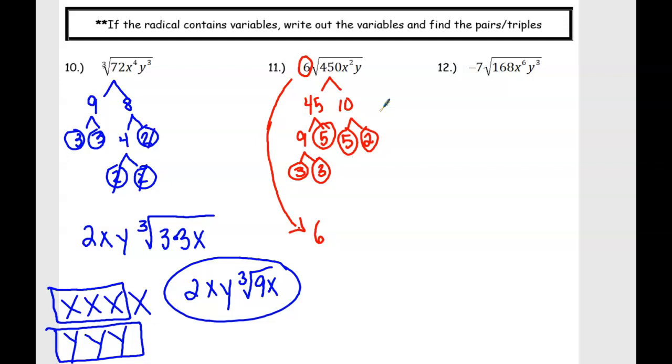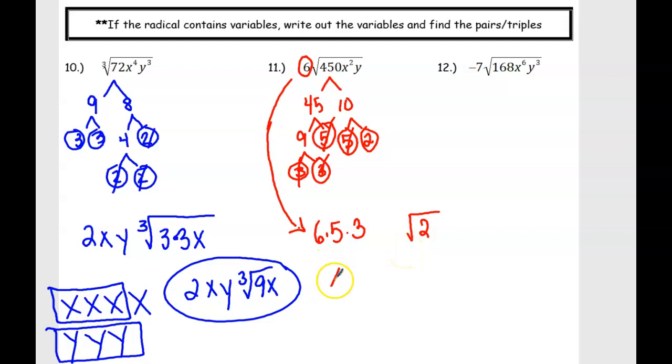All right, so when I look for my doubles, I've got double 5s. So I'm going to say 6 times 5. Okay, and then let's see, we've got double 3s. So let's say times 3. Okay, and then what's left over, I just have my 2 left over, so I'm going to leave some space. I'm going to make my radical sign, and I'm going to put a 2 inside. Okay, now let's look at our variables.